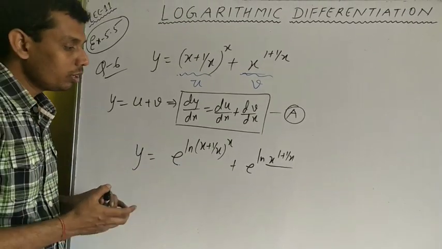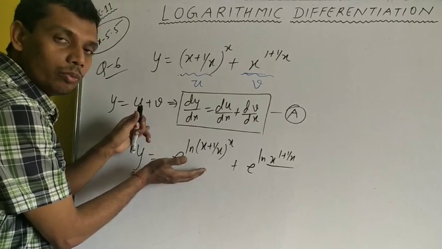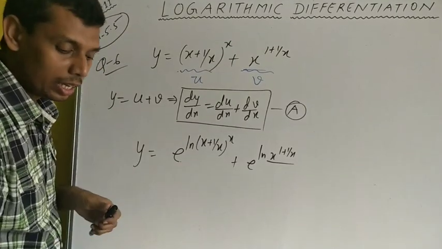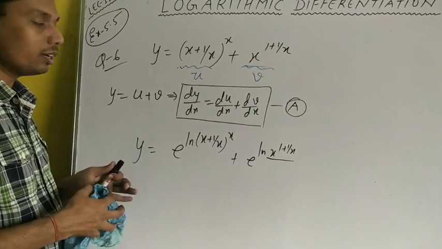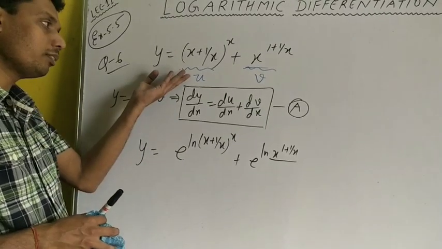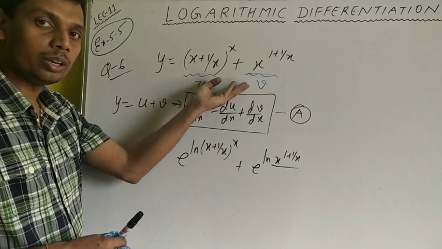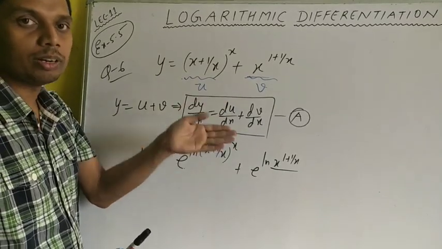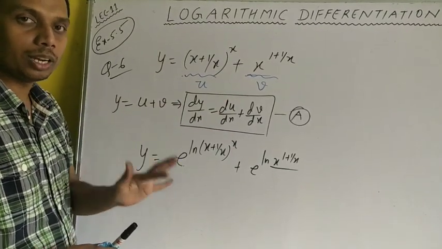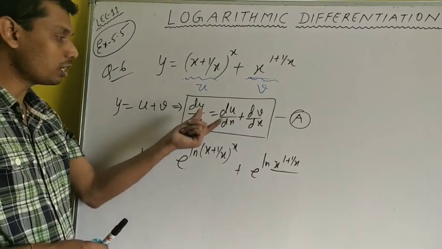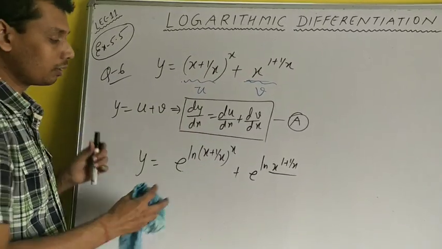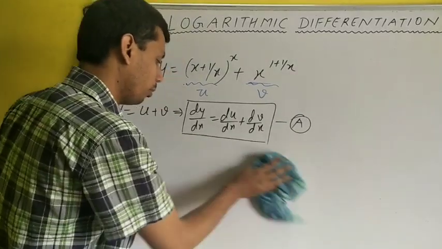So this is one of the methods. We can proceed in this way to get the answer. And in the first one which we have discussed, let us assume the first function as u and the second function as v. Then you solve it separately by taking log and differentiating, and whatever value comes you substitute in equation A. You will get the value of dy by dx. So let us proceed in that manner only.